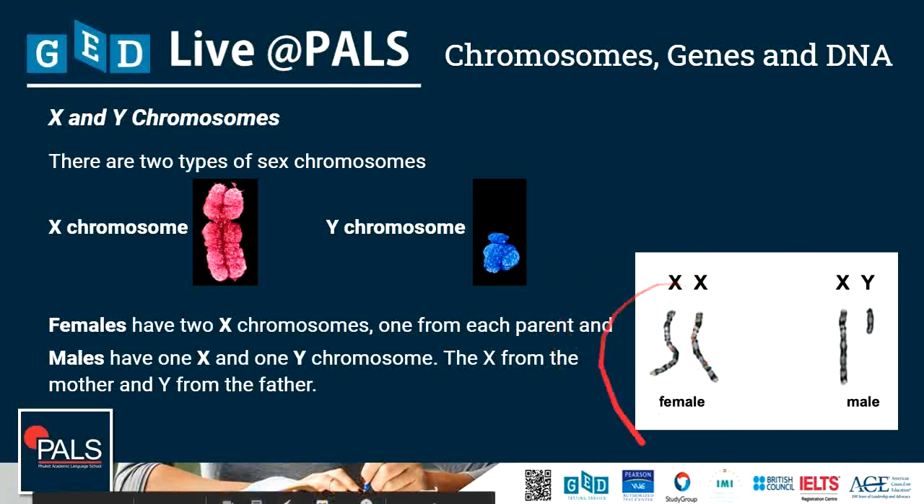So the chromosome pairs of sex chromosomes in a female look like this, two X chromosomes, and in a male look like this, X and Y. If the male makes sperm cells, we have a 50-50% chance that a sperm cell gets either the X chromosome or the Y chromosome. So the sperm cells will determine the sex of the baby.